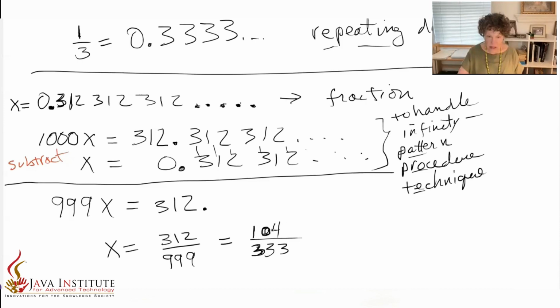And I'm not sure I can do better than that. 4 goes into this. This, yeah, this is the best we can do. So this is this decimal written as a fraction. So we started out with a repeating decimal, and we ended up with a fraction.